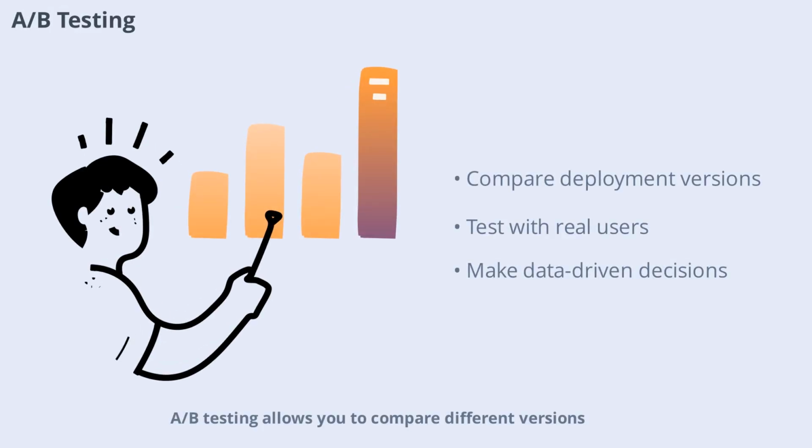A/B testing allows you to compare different versions of your LLM deployment and see which performs better. Test changes with a subset of users before rolling them out widely.